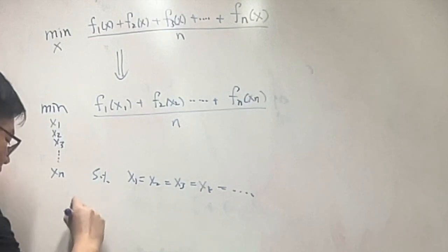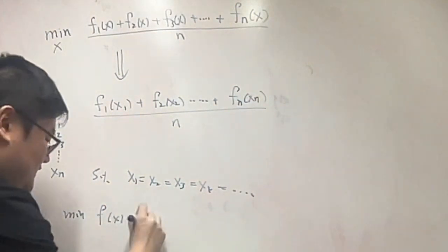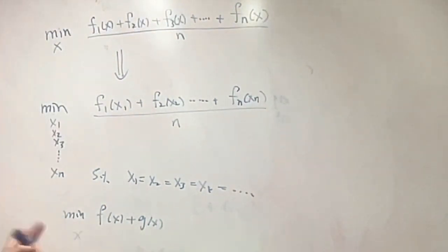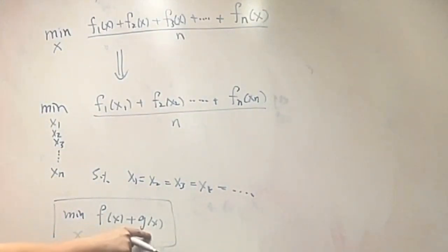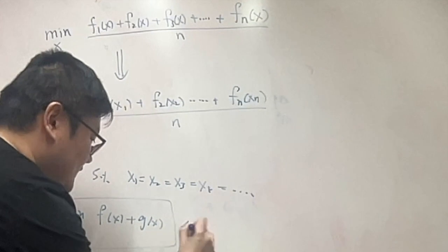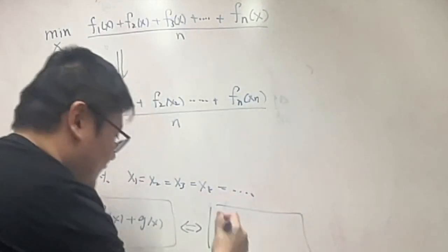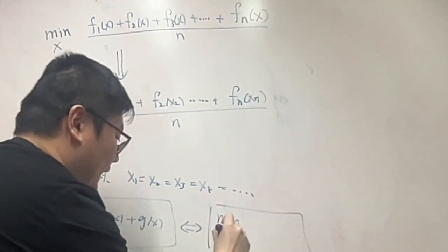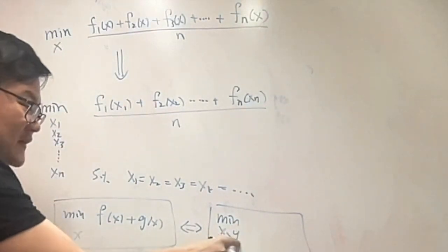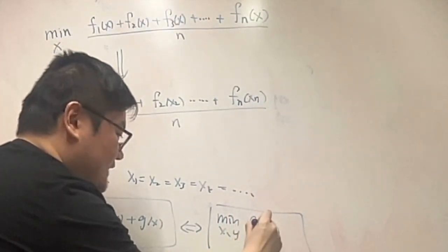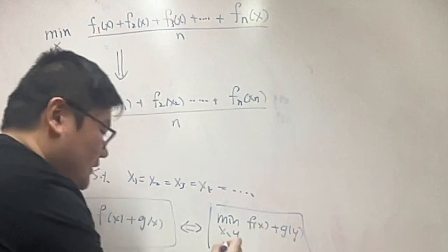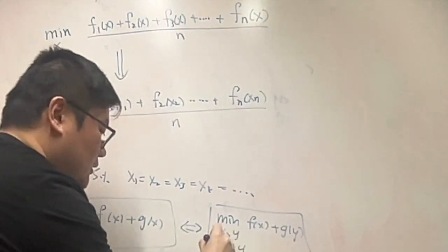Previously, okay, let me recap. Previously, I have this. I minimize. This is my f1, this is my f2. And what I did previously, I said that, okay, I have new y. This is my x1, this is my x2. And then I have f(x) plus g(y), and then I have x equal y, okay.